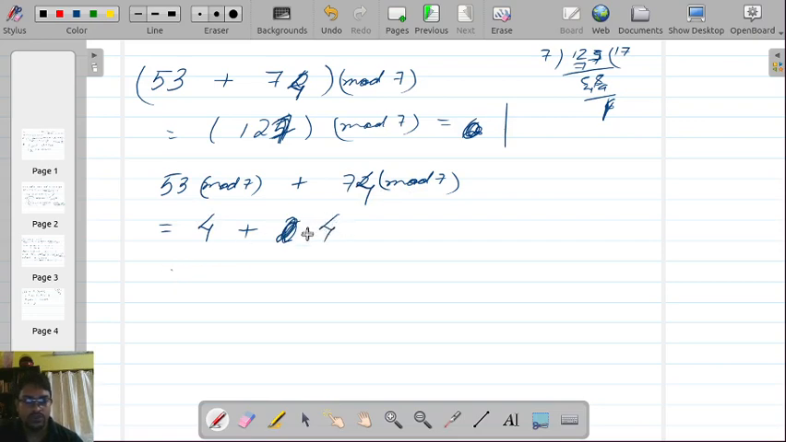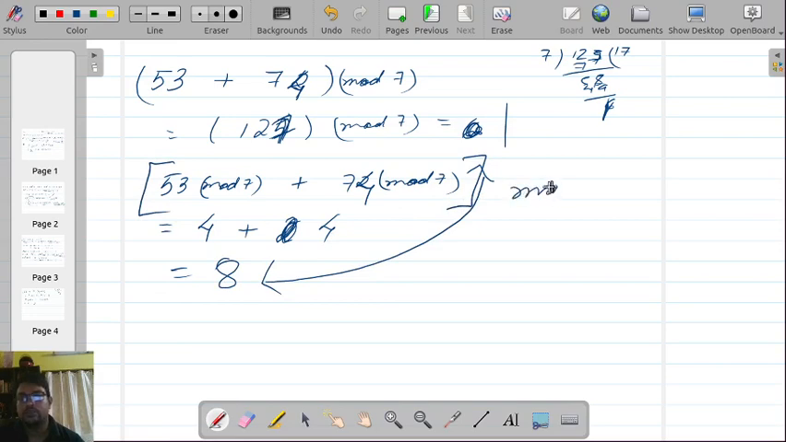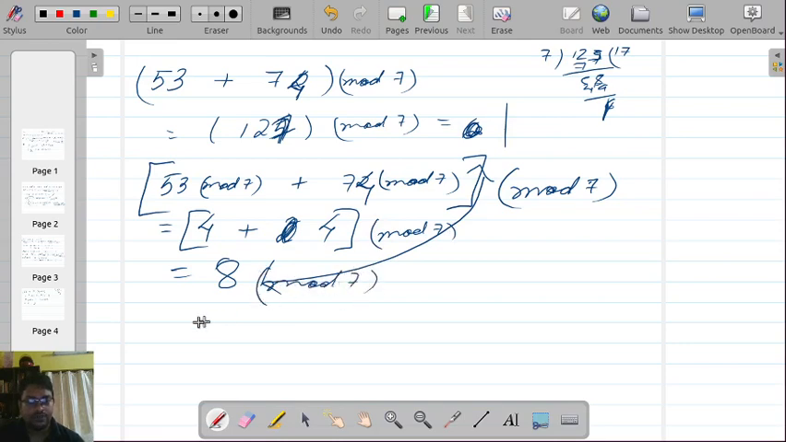So 4 plus 4 is actually 8. See, this is not equal to 1, but this will be equal to 1 once we take modulo. Here you take the modulo again, modulo 7. So this will be 4 plus 4 mod 7, that is 8 mod 7. 8 mod 7 is actually 1. If you divide 8 by 7, the remainder is 1.